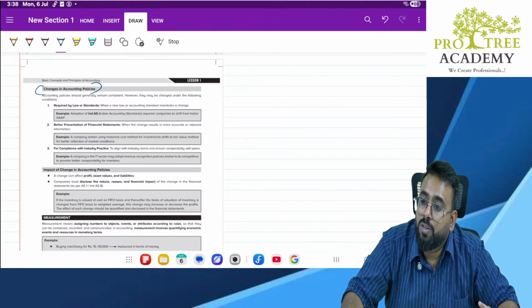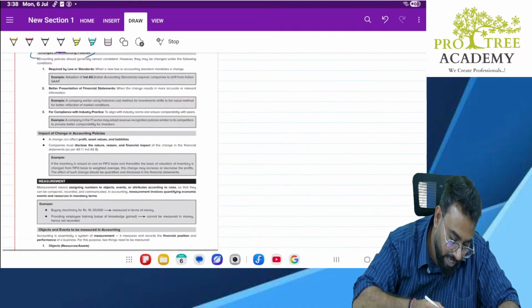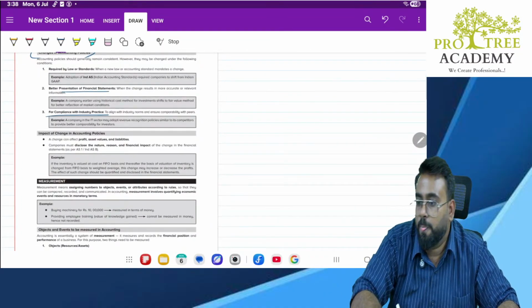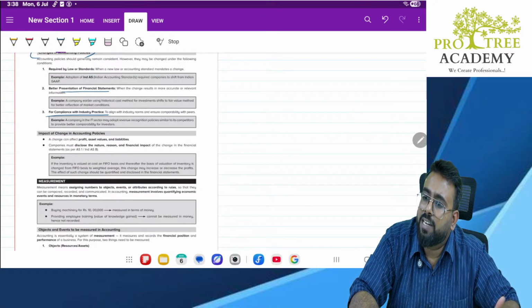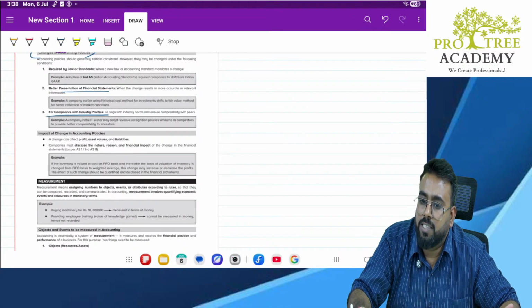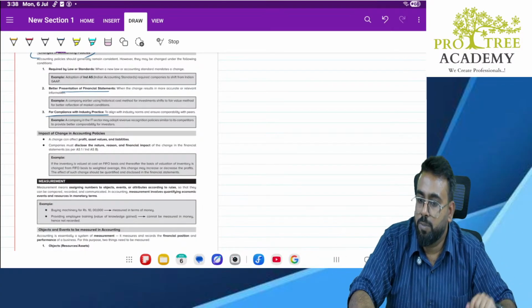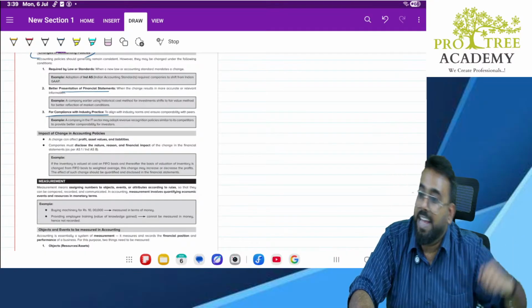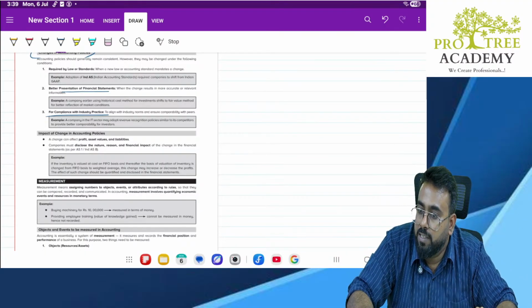Again, why do we have to change? For better presentation only. That is why the second and third points are interlinked. Clear? For compliance with industry practice. If you comply with industry practice, it will automatically make your financial statement better, to compare. Otherwise I can't compare Hyundai with Tata because Tata is following, Hyundai is not. I can compare Tata with Maruti because both are following. Clear? Everybody is understanding?